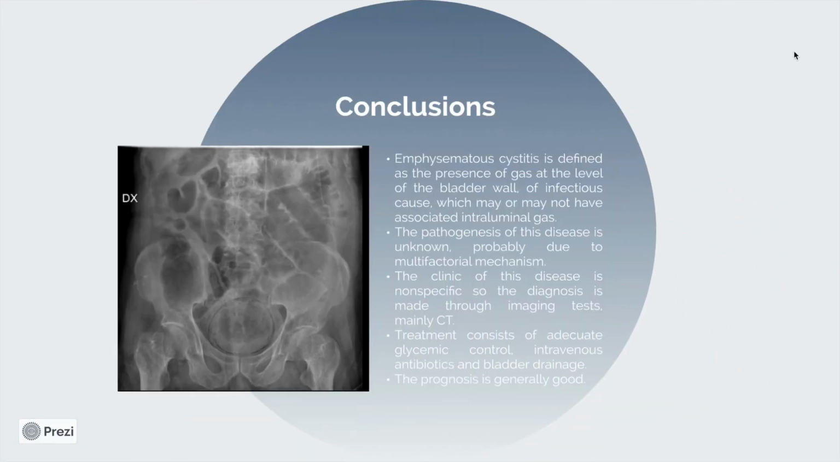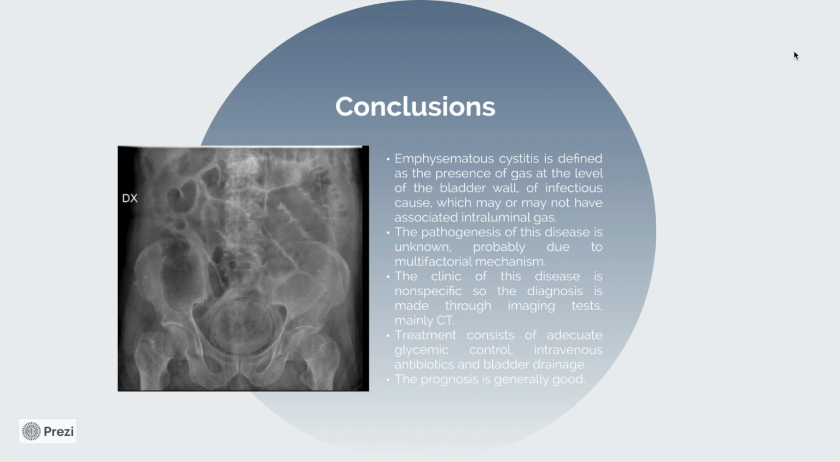Conclusions. Emphysematous cystitis is defined as the presence of gas at the level of the bladder wall of infectious cause, which may or may not have associated intraluminal gas. The pathogenesis of this disease is unknown, probably due to a multifactorial mechanism.